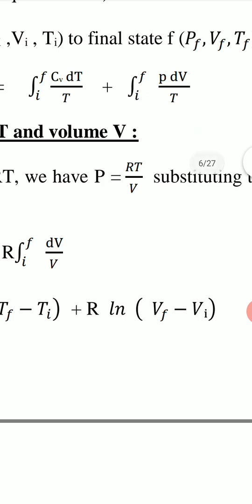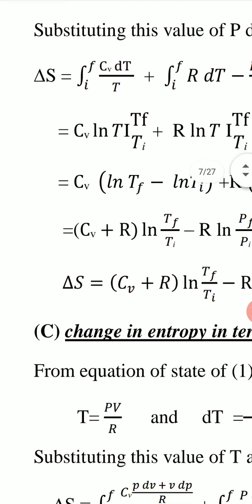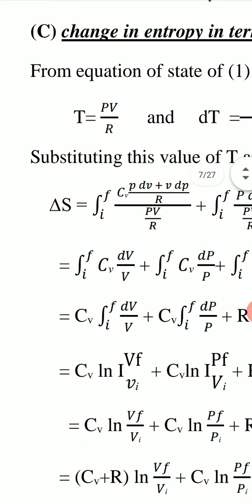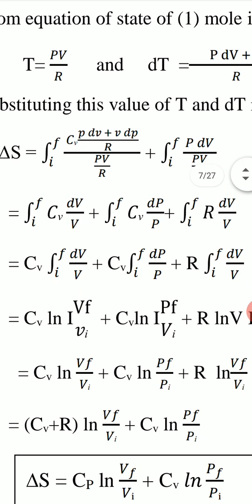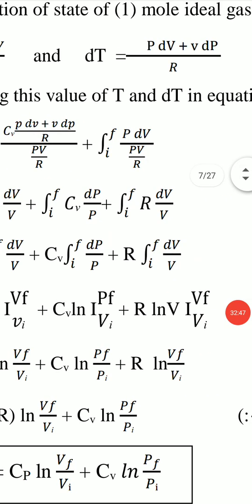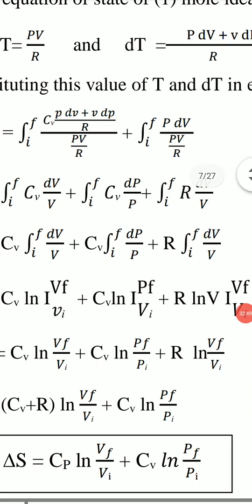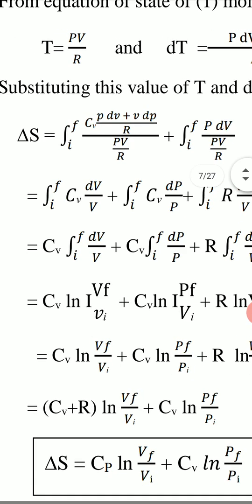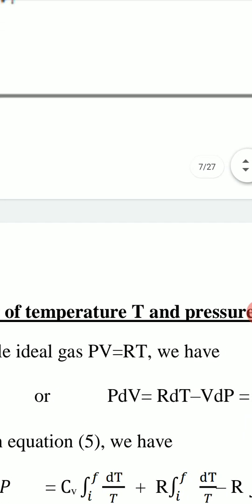Integral Cv dT upon T plus integral P dV upon T. So here we have to eliminate both T and dT. T can be eliminated by using this relation, T equal to PV upon R, and to eliminate dT we differentiate it. Differentiation of T gives dT equal to (P dV plus V dP) upon R. Substitute these two values of T and dT in this relation.